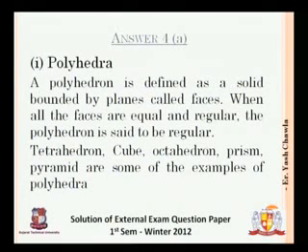A polyhedron is defined as a solid bounded by planes called faces. When all the faces are equal and regular, the polyhedron is said to be regular. Tetrahedron, cube, octahedron.